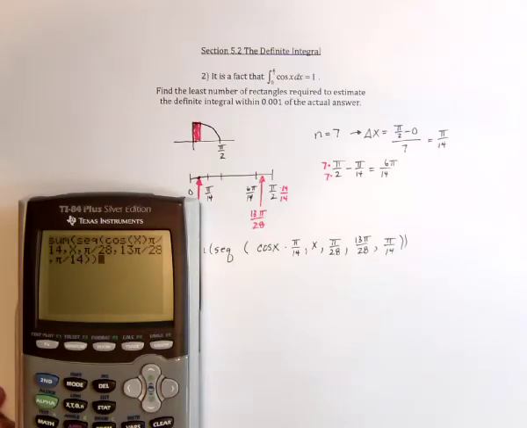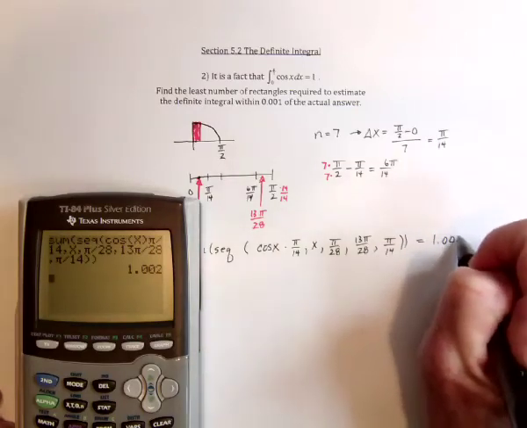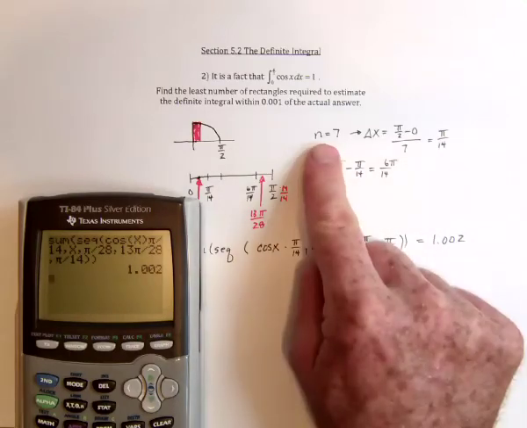And I'm hoping that it's going to say 1.001 or 0.999, so that I'm within 0.001 of the actual answer. Whoa, close. Okay, so we're close, but not quite. So that was with 7 rectangles. So what if we changed it to 8?